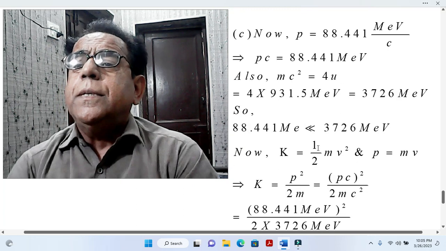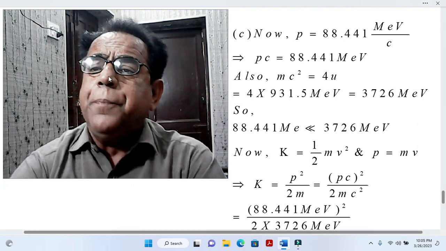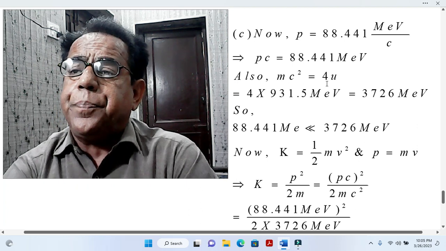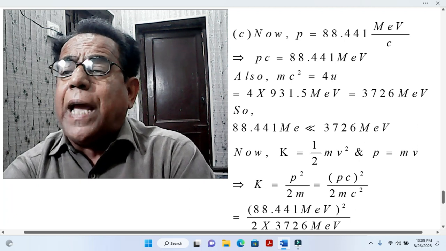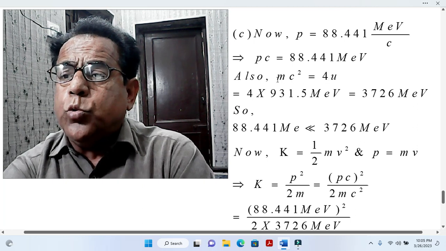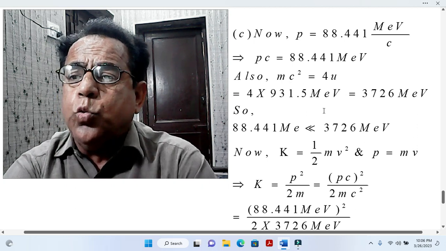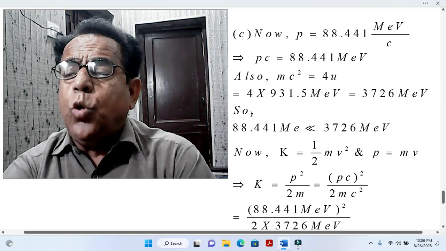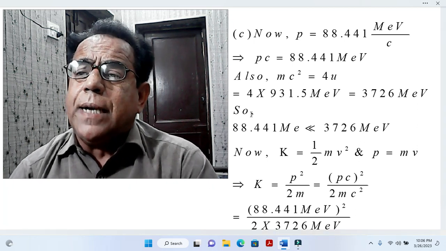Again P is equal to this and PC is equal to this. This is the same as in parts A and B. Also, MC square is equal to 4u. This is given in this statement, and in the helping tool, the value of 1u is given. So when MC square is equal to 4u, then 4 into u, this value is given in the table which we have introduced as a helping tool. When multiplied by 4, it becomes this. So here again the situation is quite similar to part B, in total contradiction of part A.